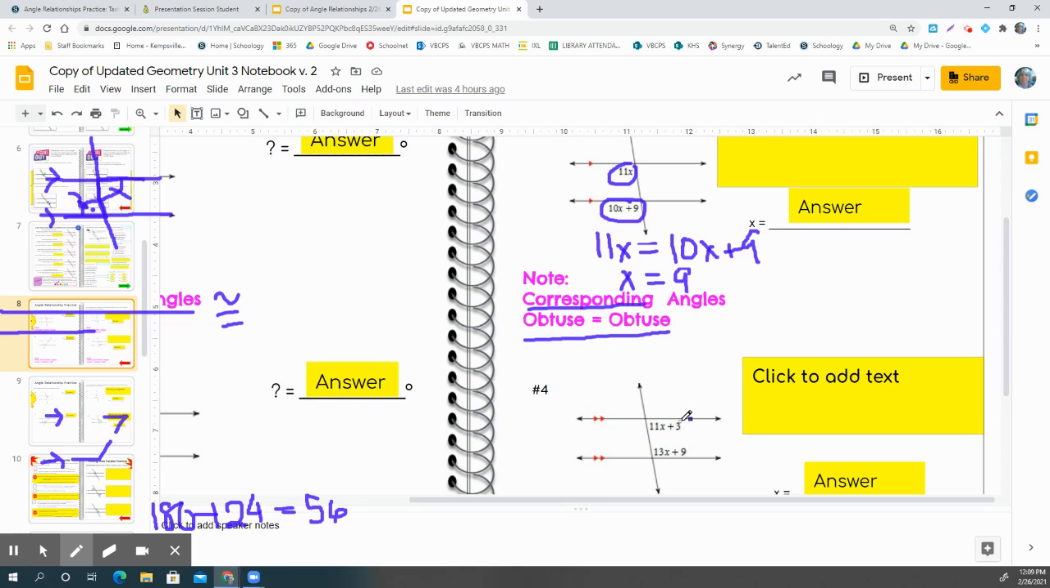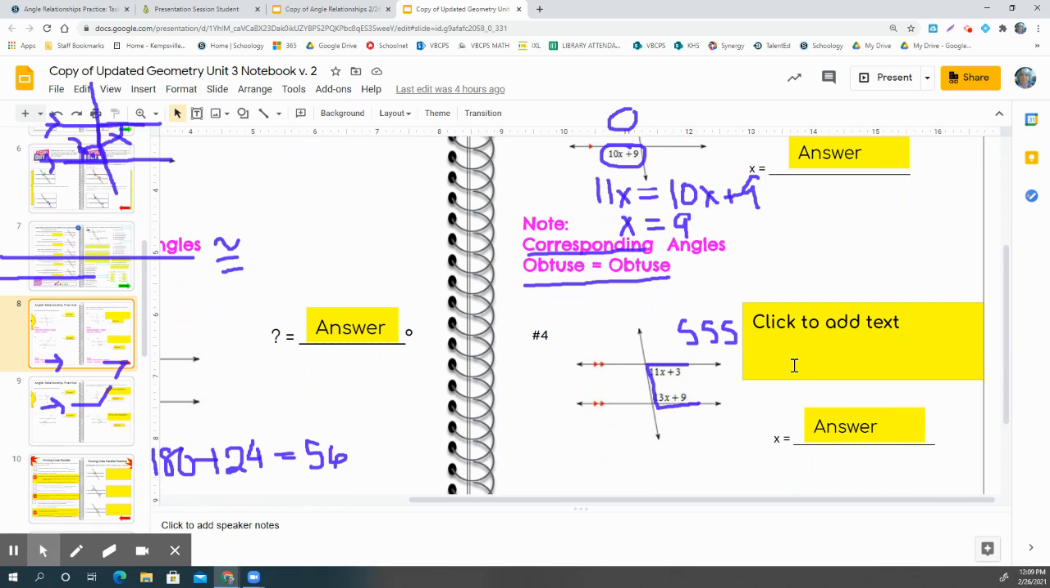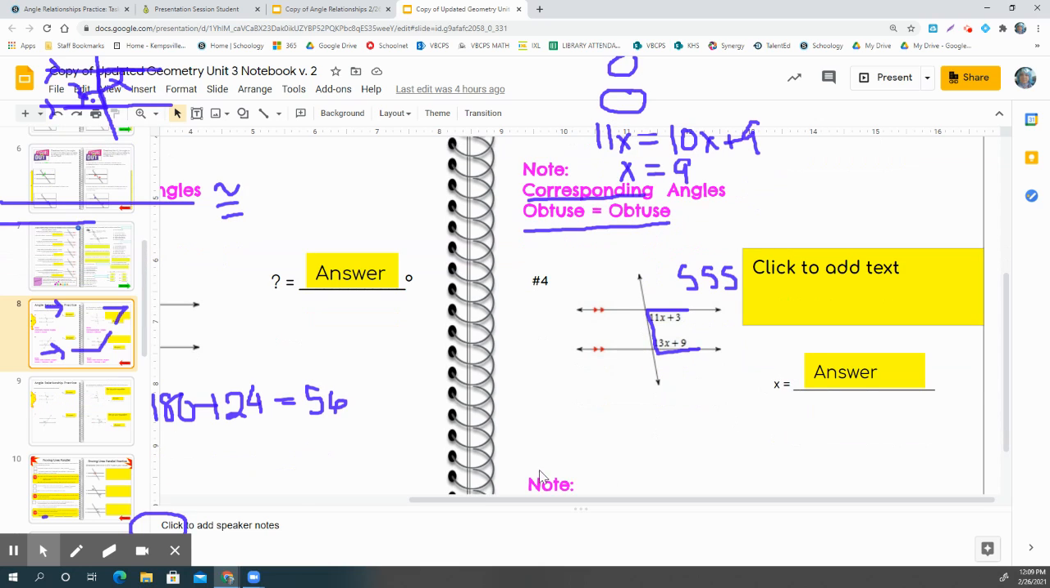And then down here, we've got same side angles. Same side supplementary. You're going to add those together and set them equal to 180. So what do we get when we do 11x plus 3 and 13x plus 9?